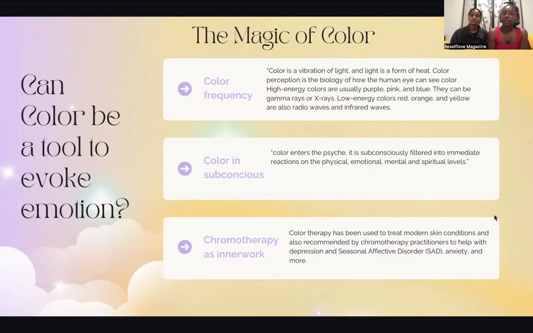So high energy colors are usually purple, pink, and blue. They can be gamma rays or X-rays. Low energy colors are usually red, orange, and yellow, and these show up as radio waves or infrared waves.